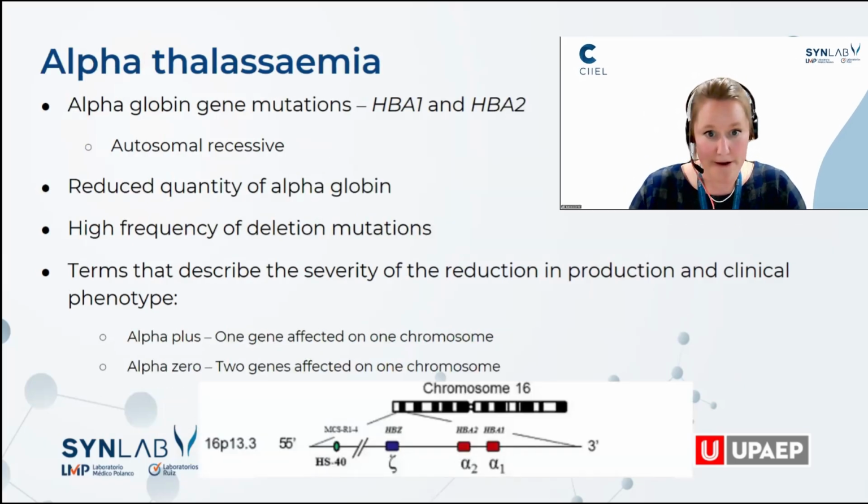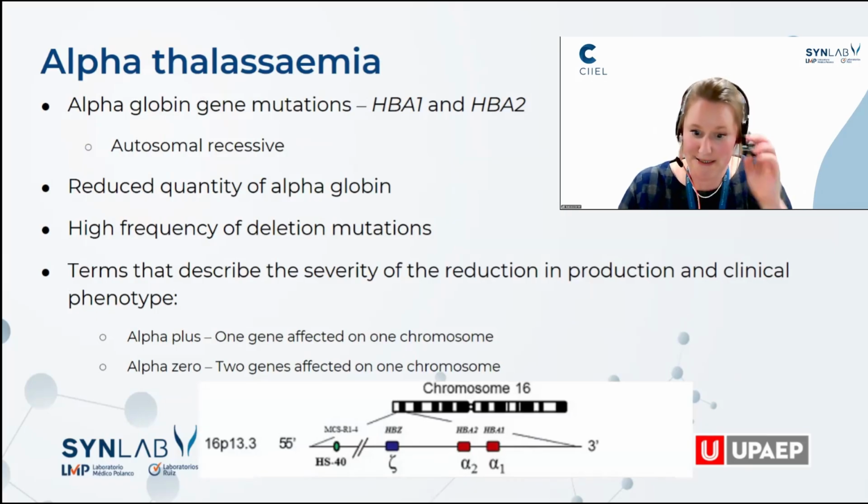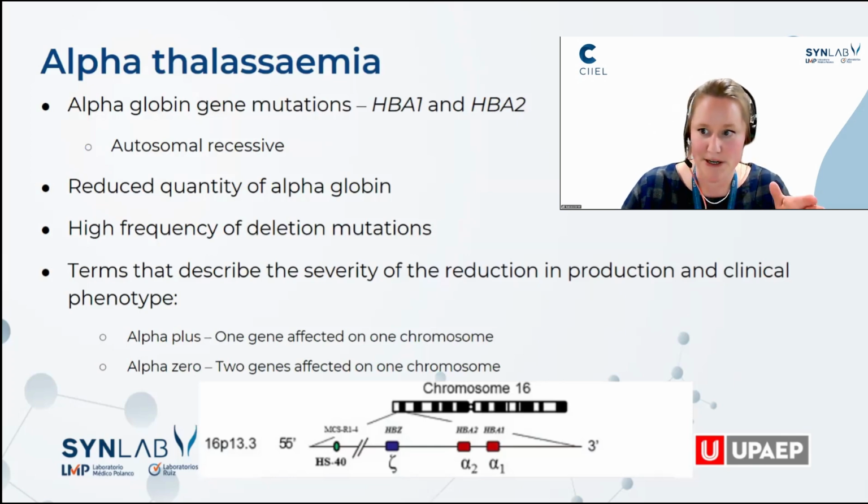So moving on to the alpha thalassemias. This is a group of disorders which are caused by mutations in the HbA1 and HbA2 genes, the alpha globin genes. These are also autosomal recessive. The key difference with alpha globin is that on each chromosome you have 2 copies of the alpha globin gene, alpha 1 and alpha 2. And the level of reduction in expression, again, is directly proportional to the clinical severity.